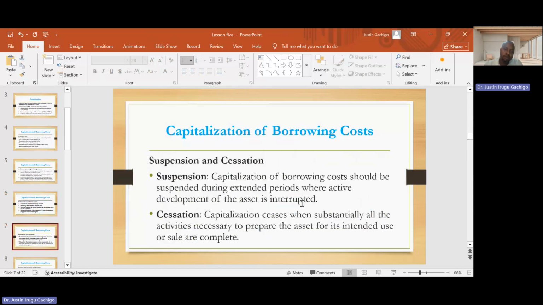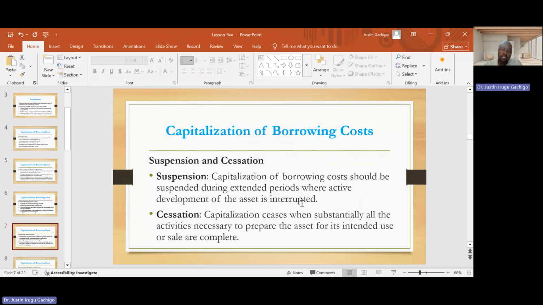So there is a concept of suspension and cessation. Suspension: capitalization of the borrowing cost should be suspended during the extended period where active development of the asset is interrupted. So if, for example, the asset development has been interrupted for, let's say, a period of 2 years, then you should stop capitalization because that's a long period of time.